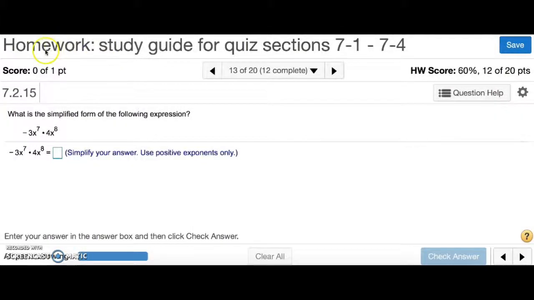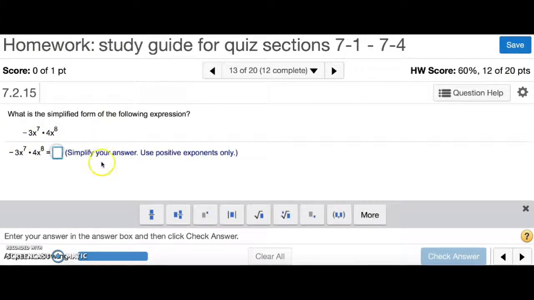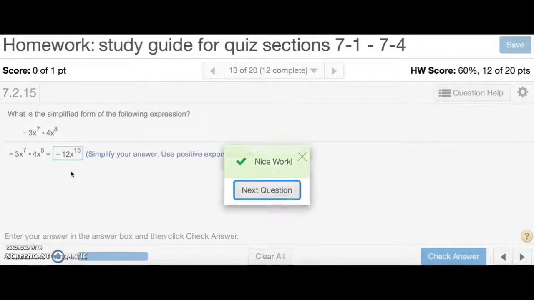That's number 12. Number 13, same idea. First we multiply the numbers in front of each other, so negative 3 times 4 is negative 12. These both had the same letter, so we add the exponents since we're multiplying them. So 7 plus 8 is 15, so x to the 15th power. And that's number 13.